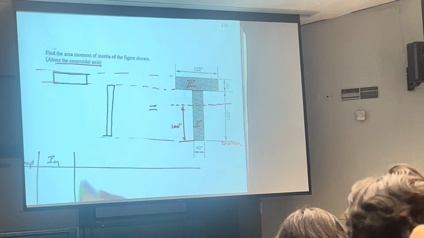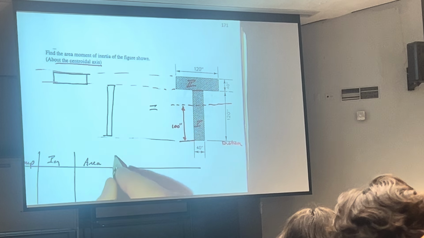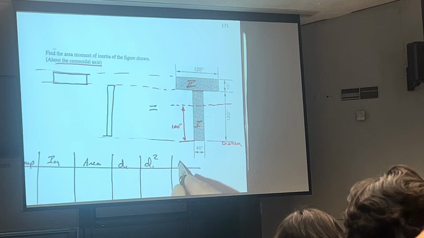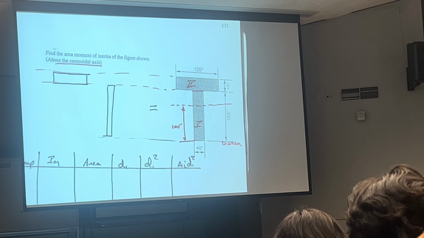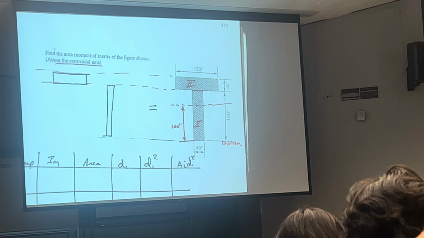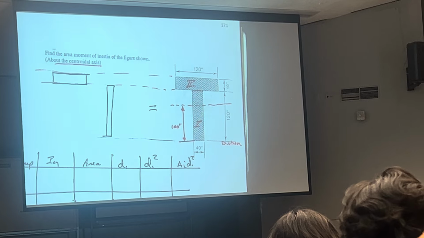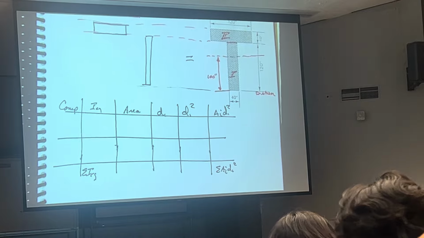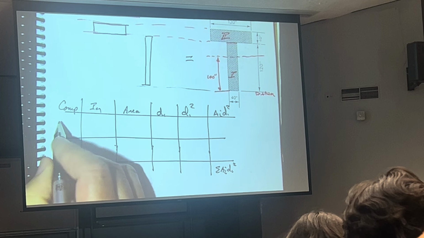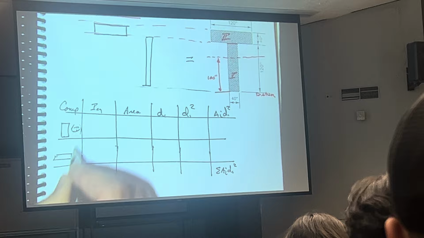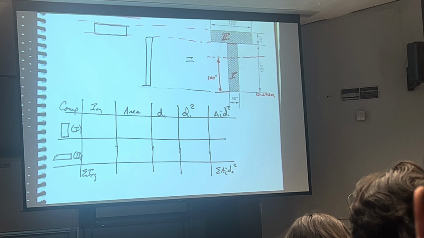ICG, area, DI, squared, A I DI squared. This is summation of this. This is summation of that. This component is area 1. This is area 2. We start with something simple.